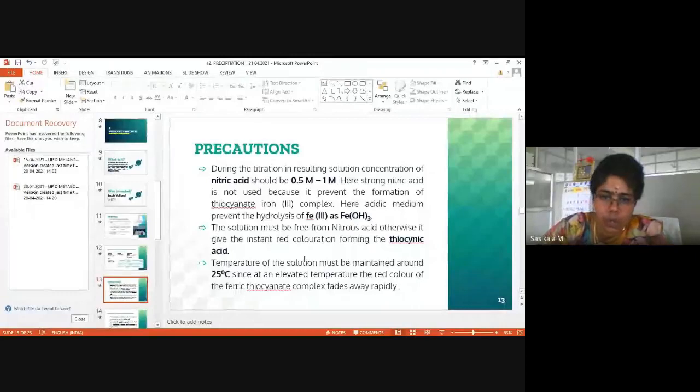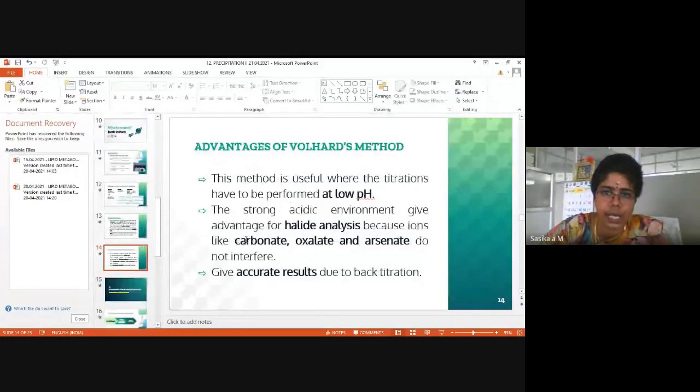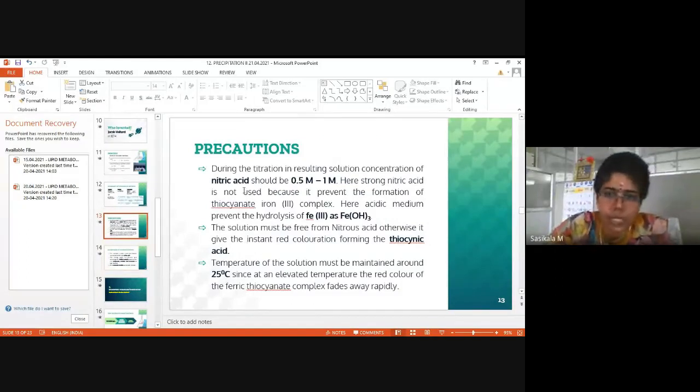These are the 3 precautions we need to take while performing Volhard's method. What is the first one? Nitric acid concentration between 0.5 molar to 1 molar. If we add concentrated nitric acid, it prevents the formation of the ferric thiocyanate complex at the end point. Then why do we need to maintain this acidic medium? To avoid the formation of ferric hydroxide.